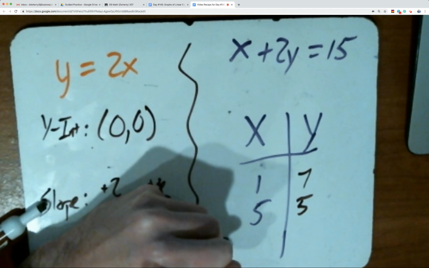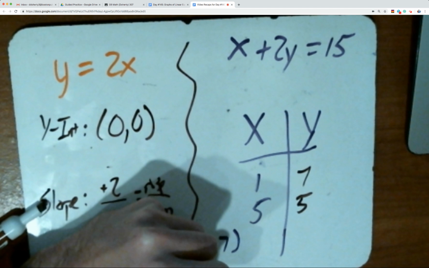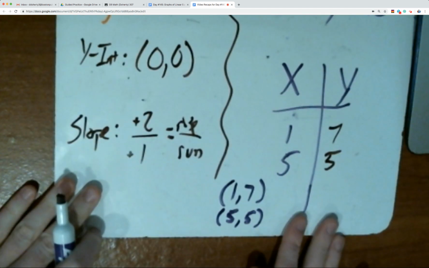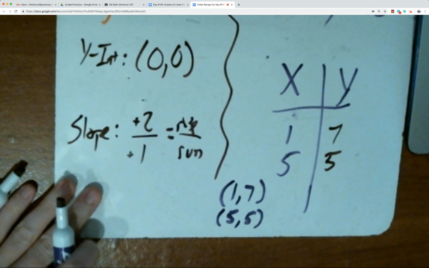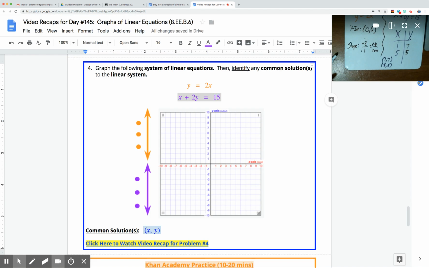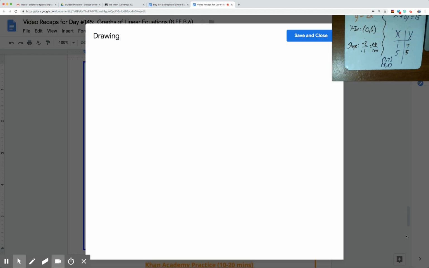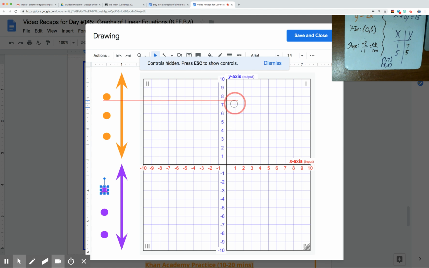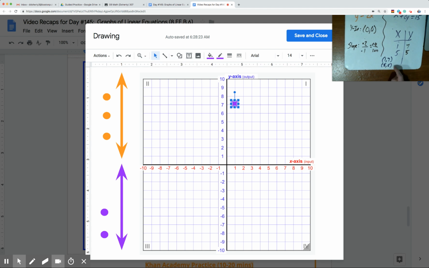One of them has to be x is 1, y will be 7, and if x is 5, y has to have the value of 5. Those are the 2 points we'll plot for the purple equation. So for purple, we know when x has a value of 1, y has to have a value of positive 7. And we also know that when x has a value of 5, y has to have a value of positive 5 as well.